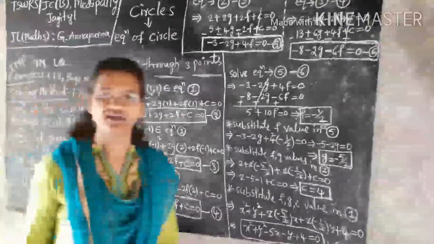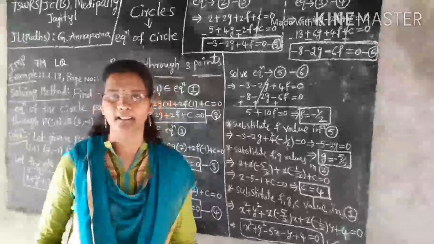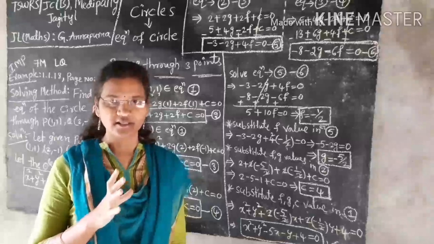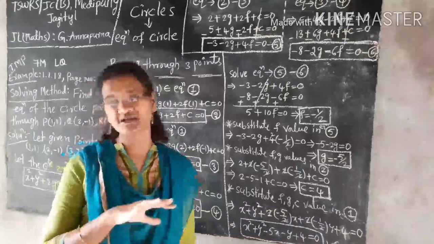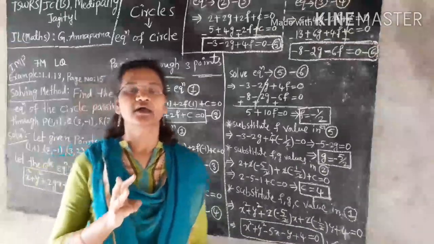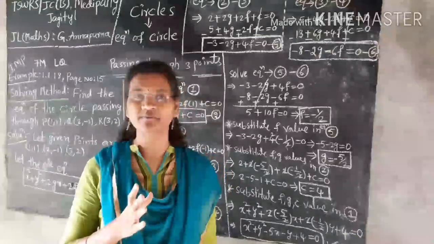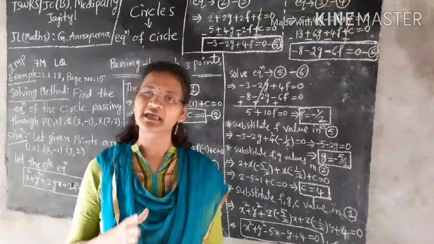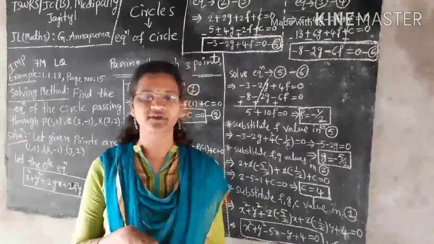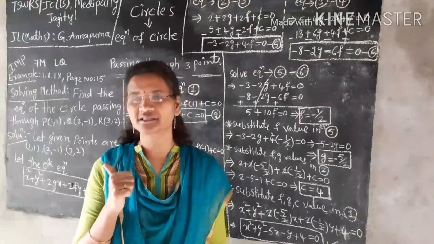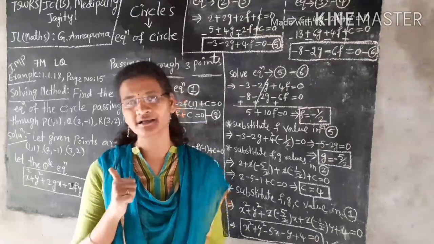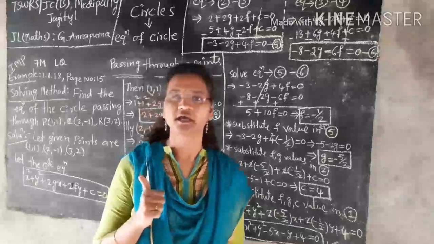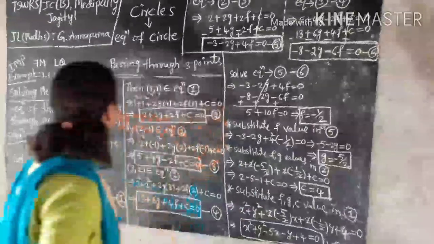Yesterday we discussed how to find the equation of the circle passing through 3 points. We did the problem according to the formula. The same problem we can do in another way. So today I am going to teach the second method, that is called the equation solving method. So coming to the point.